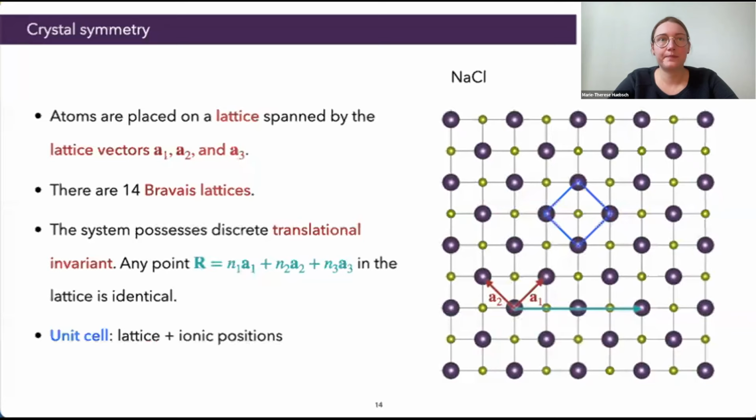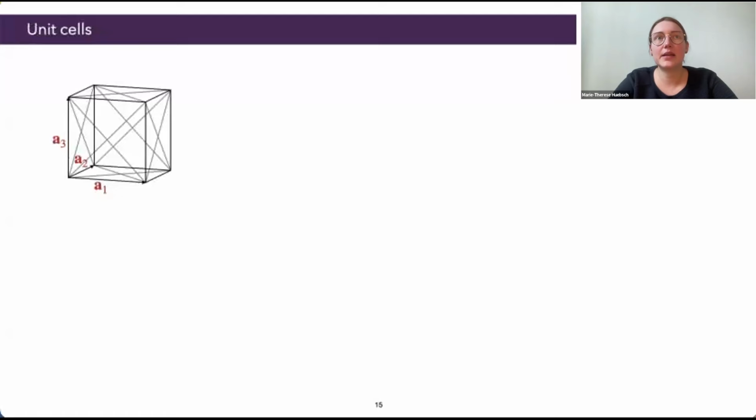A part of the crystal that can be periodically repeated to obtain an infinite bulk material is called the unit cell. So the unit cell is fully defined by two pieces of information: one is the lattice and the other is the ionic positions. Here you can see a cubic face-centered Bravais lattice. Cubic means all lattice vectors have the same length with right angles, and face-centered refers to the fact that there's a non-primitive translation symmetry in the middle of each side of the cube.